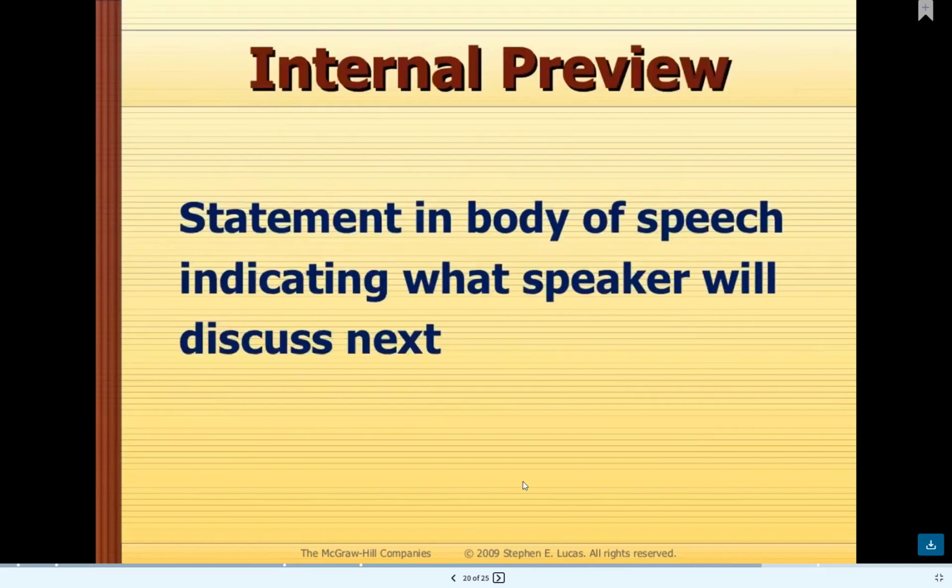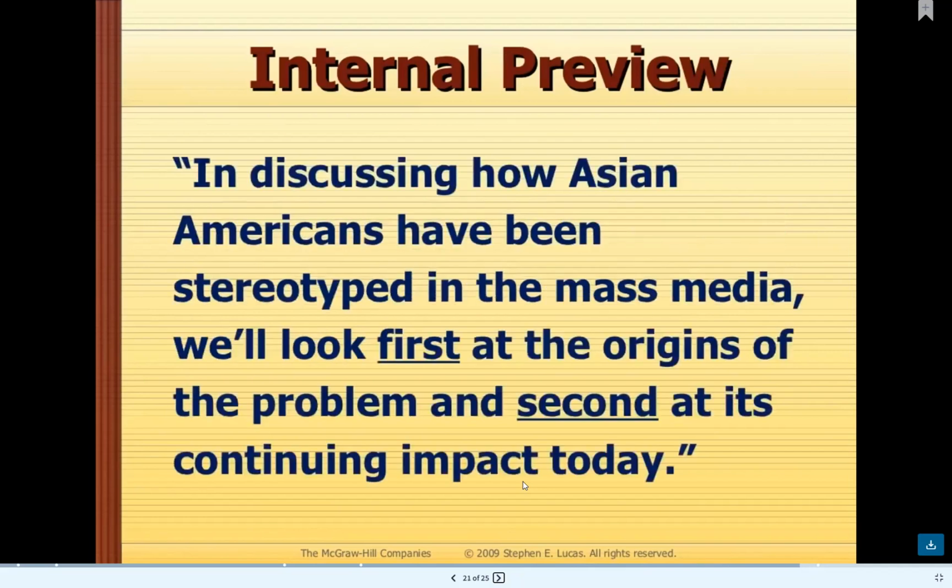Then internal preview. First, let's have a look at what internal preview is. It is a statement in the body of the speech indicating what the speaker will discuss next. Have a look at the example. In discussing how Asian Americans have been stereotyped in the mass media, we will look first at the origin of the problem and second at its continuing impact today. So we see here first and second, which is an internal preview.